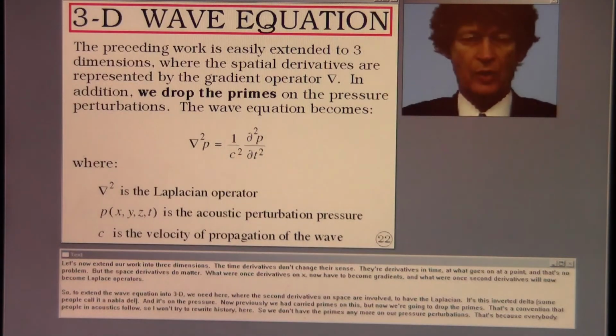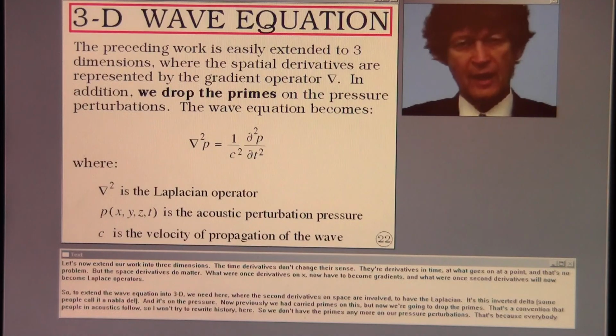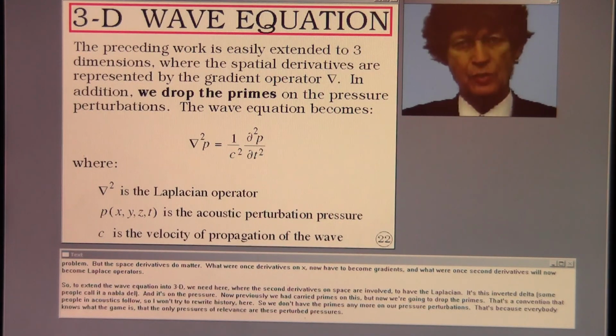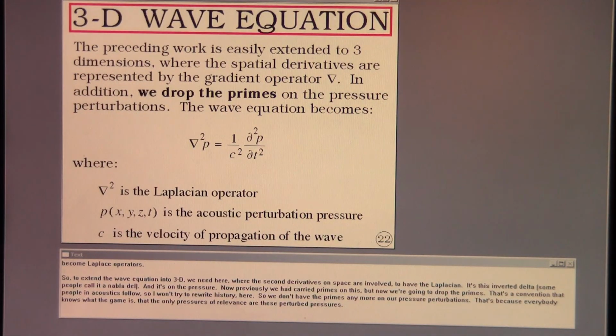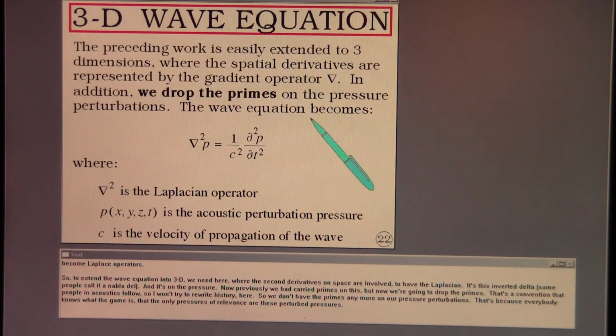Let's now extend our work into 3 dimensions. The time derivatives don't change their sense. They're derivatives in time at what goes on at a point, and that's no problem. But the space derivatives do matter. What were once derivatives on x now have to become gradients, and what were once second derivatives now will become Laplace operators. So to extend the wave equation into 3D, we need here, where the second derivatives on space are involved, to have the Laplacian.